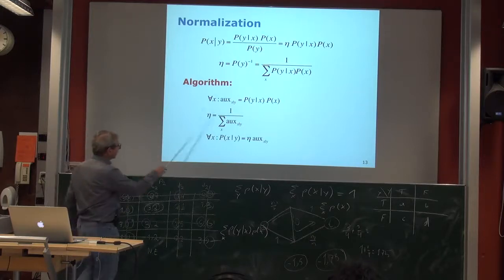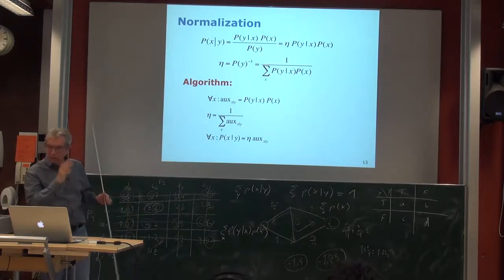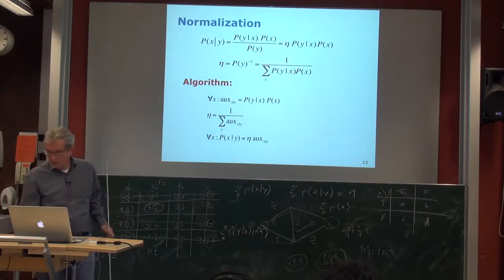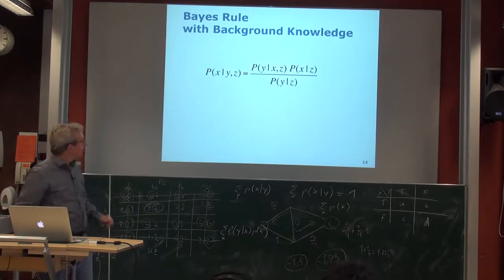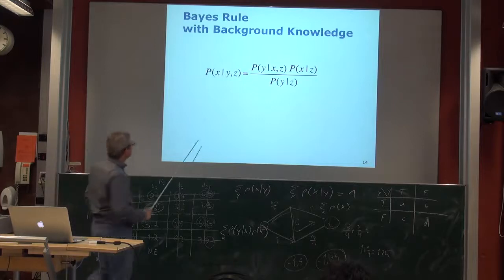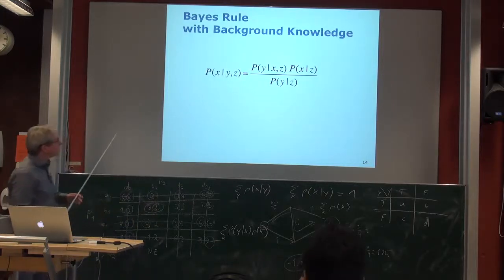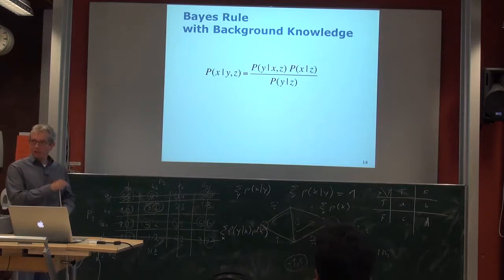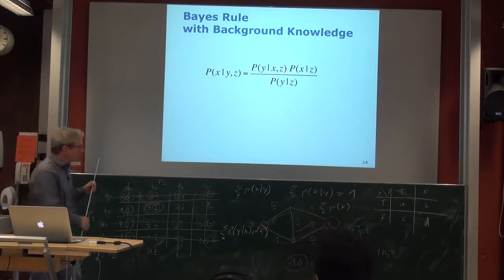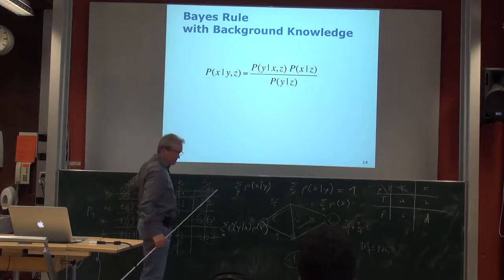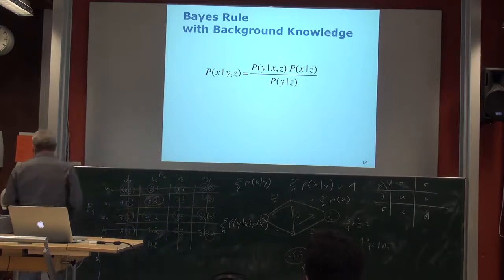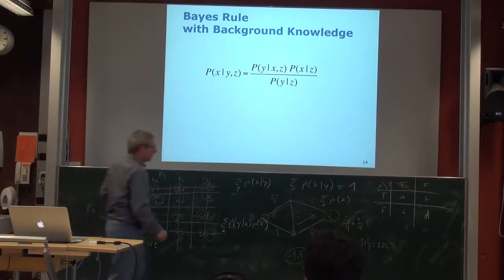And then you basically apply this scheme over here. Not needed right now, just as a motivation. An additional equation that is important is Bayes' rule with background knowledge. We are not going to derive this, but take a careful look at this equation over here.